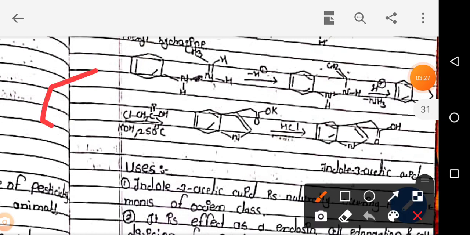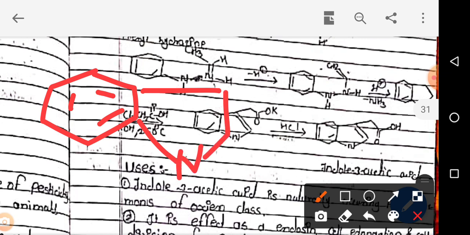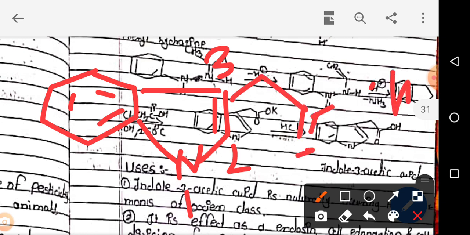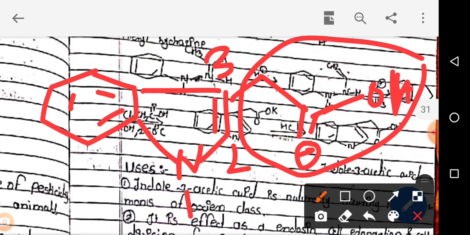For example, this is the benzene ring attached with the nitrogen ring. This is the indole ring. On this indole ring, at position 3, 1, 2, 3, is the acetic acid, so this is indole 3 acetic acid. This is the acetic acid part, and this is the indole ring.